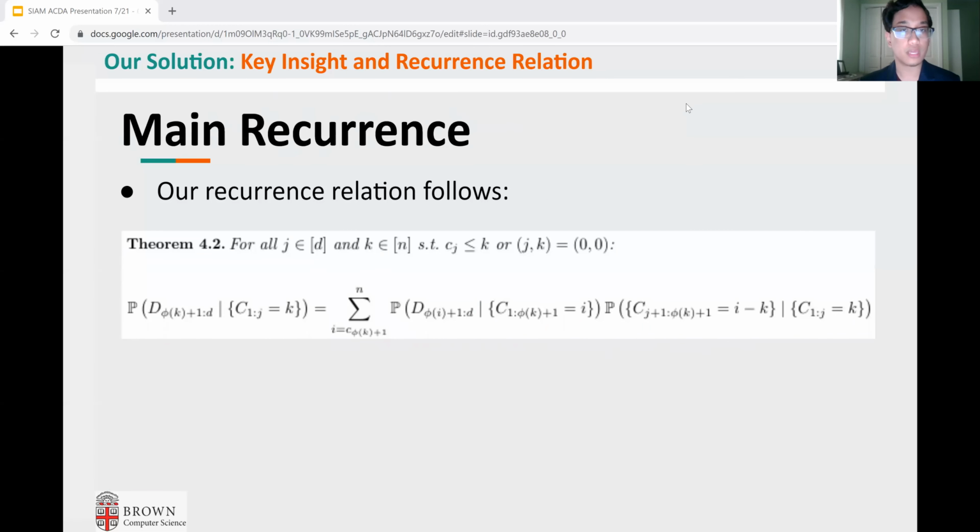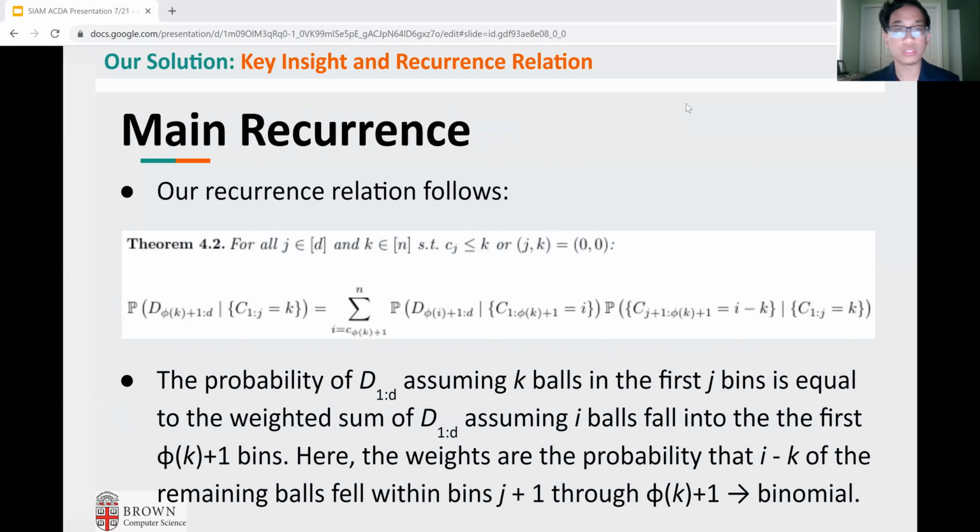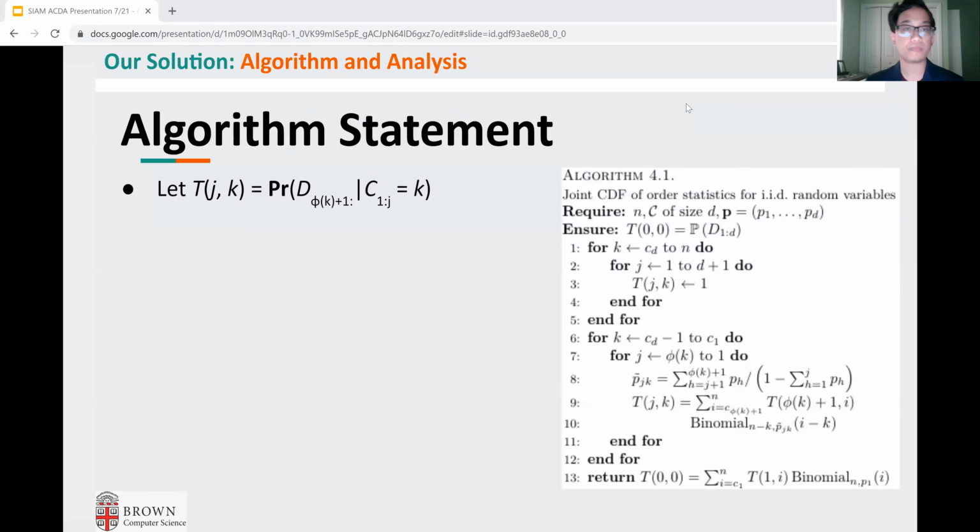Okay, so assuming k balls in the first j bins, our main result states that the probability of satisfying the remaining bin conditions phi of k plus 1 forwards can be represented as the weighted sum of the probability of fulfilling the remaining bin conditions, assuming i minus k balls fell into bins j plus 1 through phi of k plus 1. Here, the weights follow a binomial distribution with a probability parameter given as a function of the p sub j's, which were the bin probabilities.